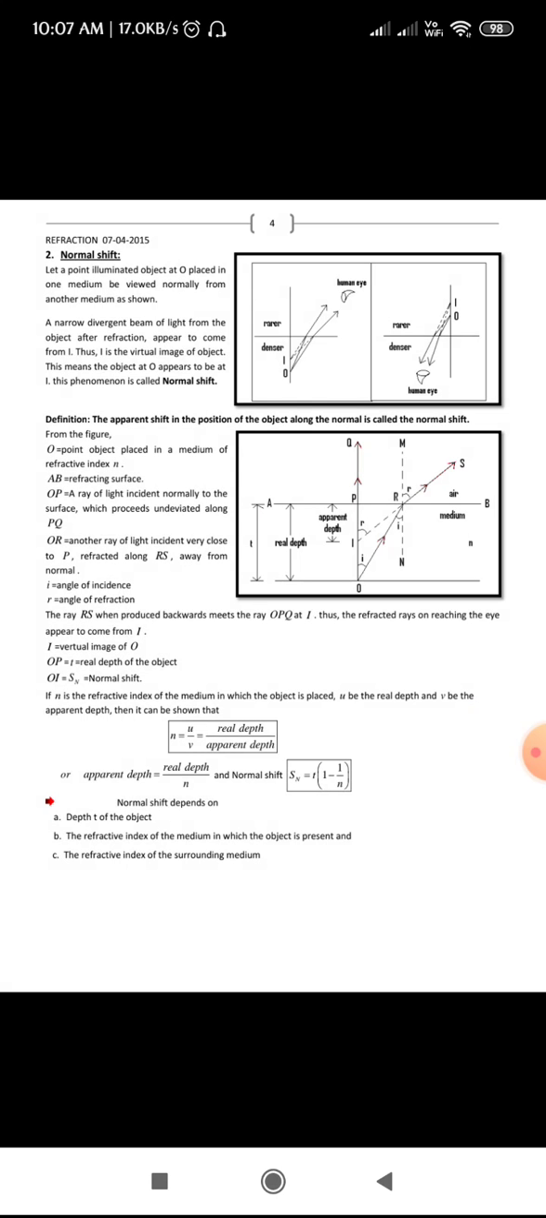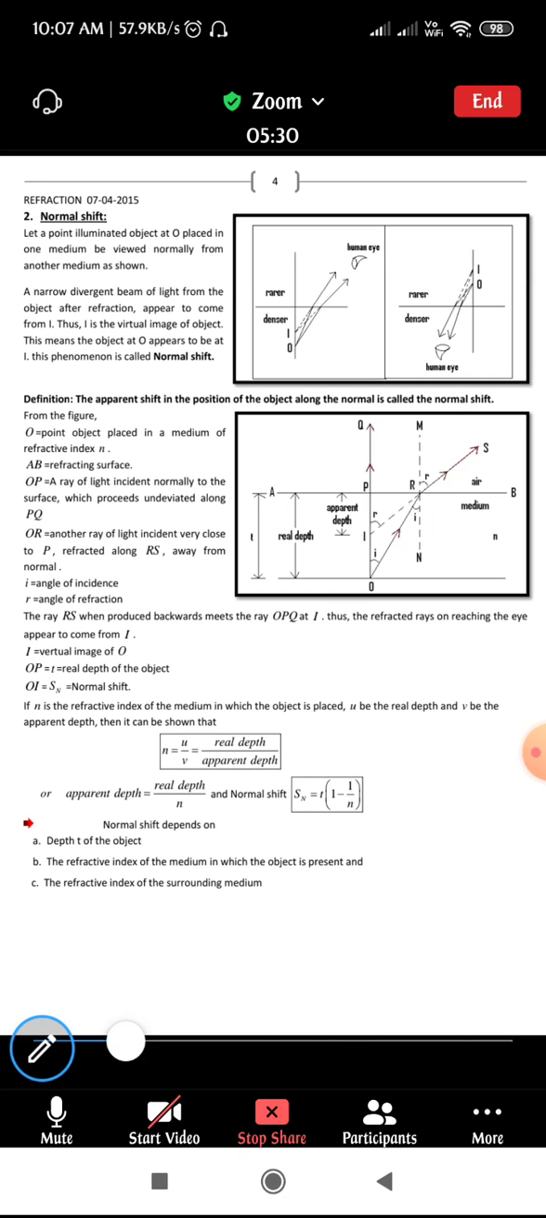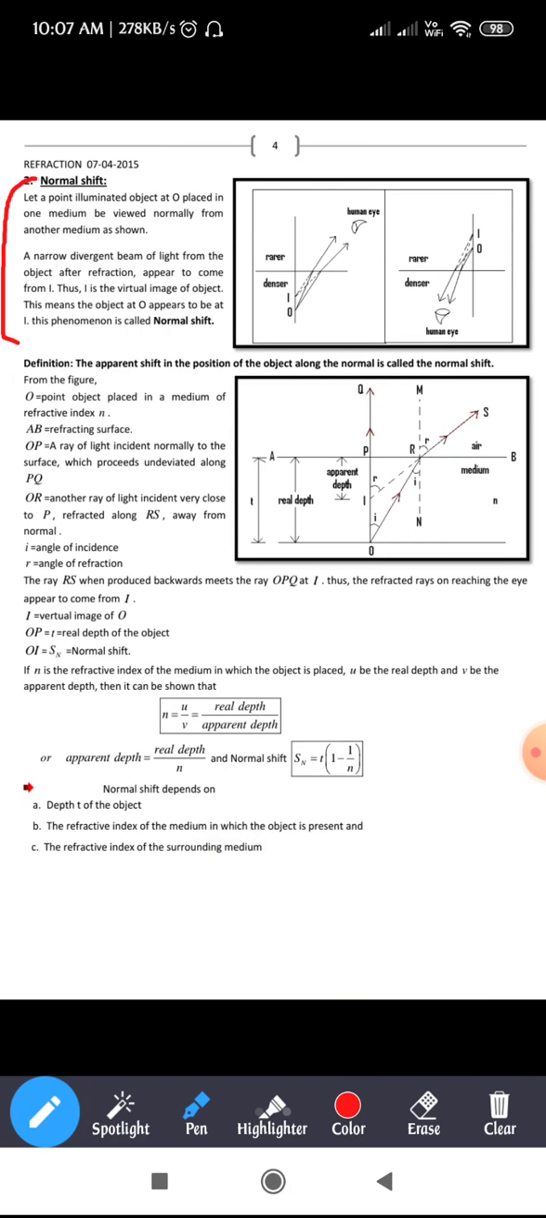So coming to the next topic, that is normal shift. I'll just read out the explanation theory part. Let a point illuminated object at O placed in one medium be viewed normally from another medium as shown in the figure. So in the figure you can see that the object is placed in one medium and we are seeing that object from another medium.